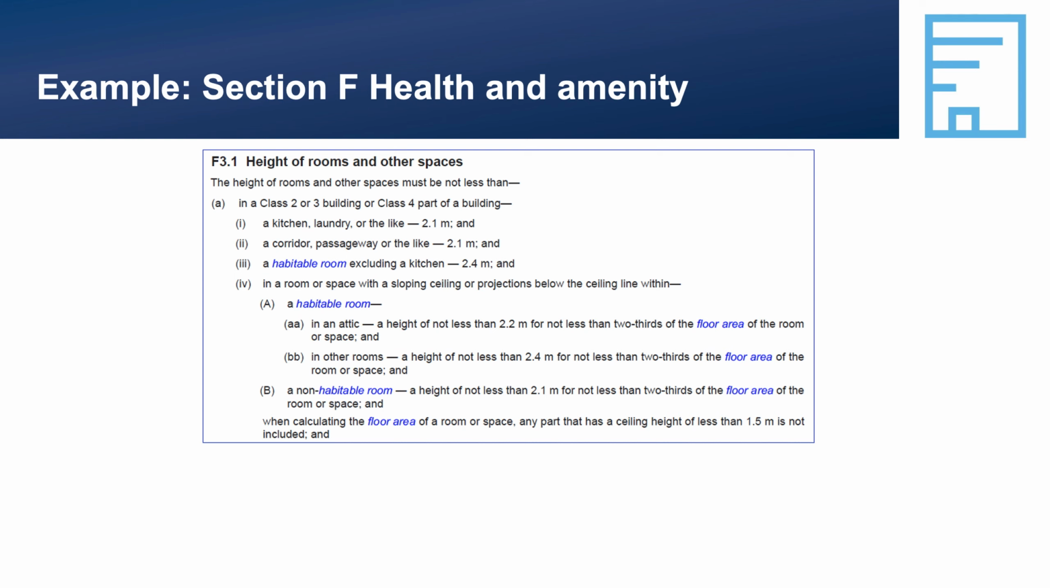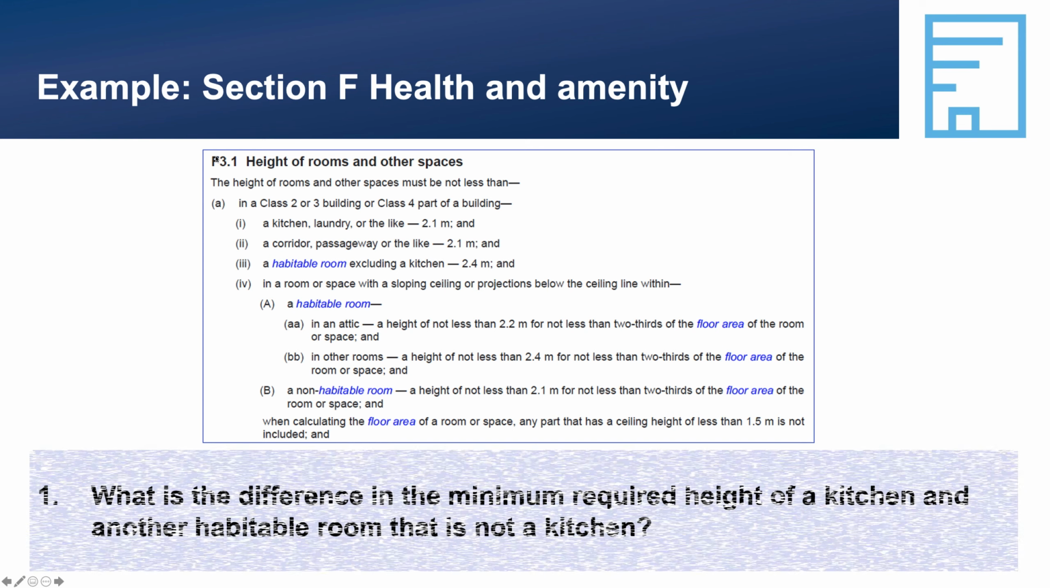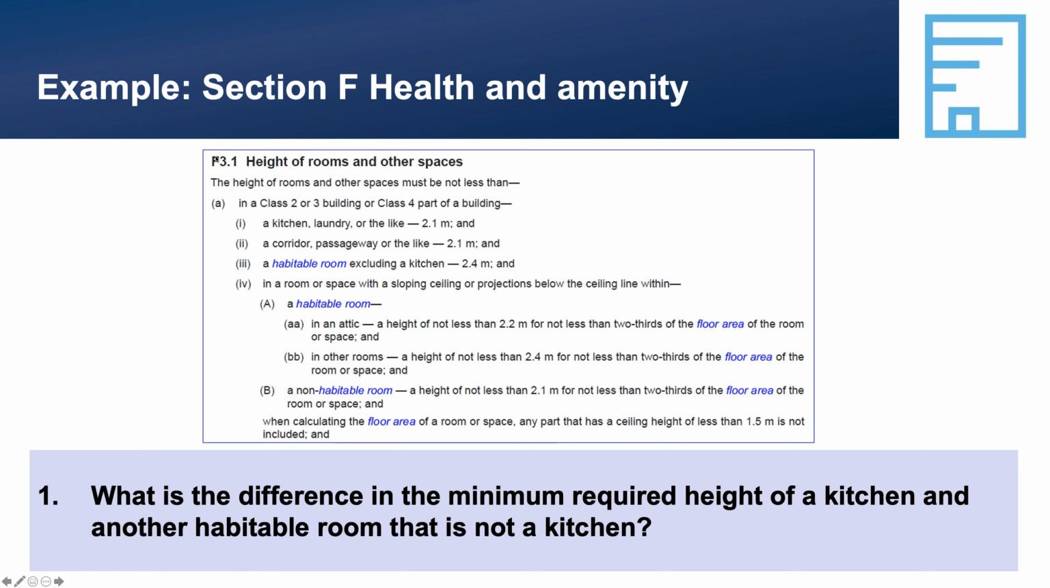Let's have a look at this example, Part F3.1, Height of Rooms and Other Spaces. See if you can find the whole part in NCC Volume 1. This part is an example of the DTS provisions for minimum room heights from Section F, Health and Amenity. Take a moment to look at these provisions, then attempt the following question. Question 1. What is the difference in the minimum required height of a kitchen and other habitable room that is not a kitchen?